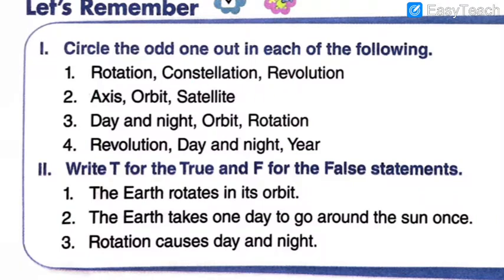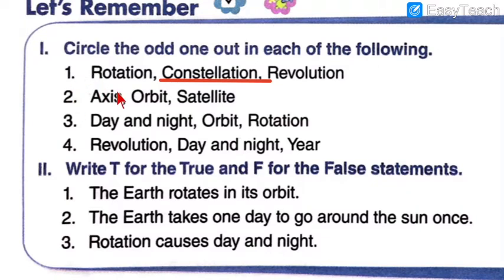Your time starts now. 5, 4, 3, 2, 1, 0. So which is the odd one here? Constellation, right? Because rotation and revolution are the movements of our earth. Constellation is the design made by the group of stars in the sky. So that is the odd one in the list.